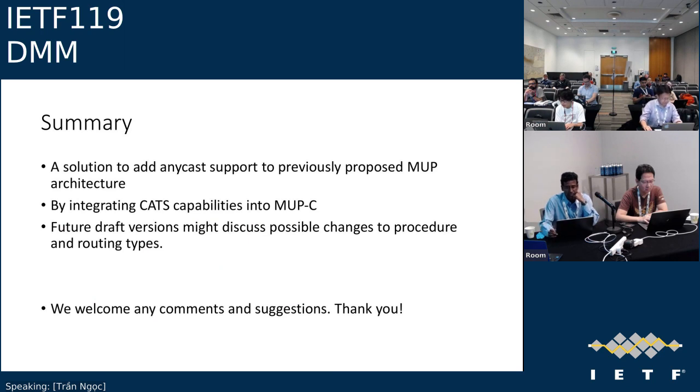So in summary, this presentation talks about the motivation of the document: we want to add anycast support for the MAP architecture. To do so, we want to integrate the CATS capability into the MAPC. In a future version, we might discuss the possible change to the routing types. Thank you everyone for listening. Please give any comments and suggestions.